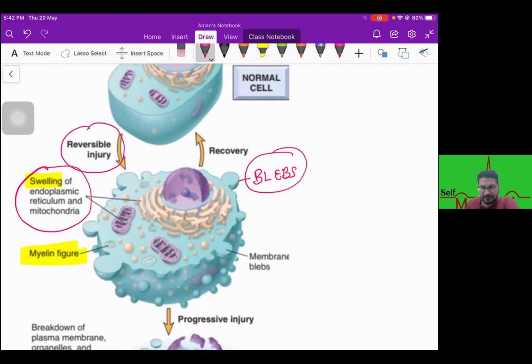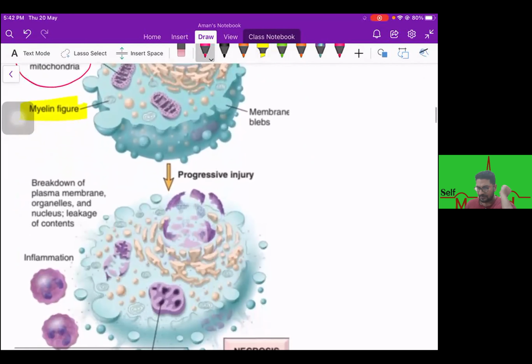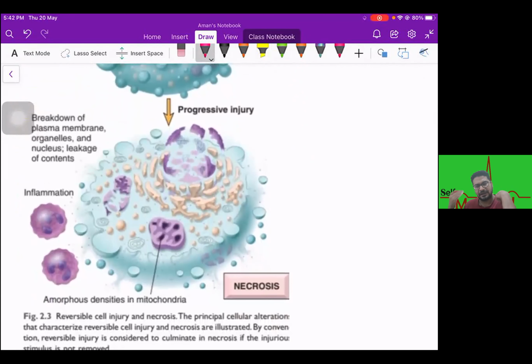These are blebs, right? If this injury persists, it will now convert into irreversible injury. So that is what we call irreversible cell injury. In irreversible injury, you will see the classical picture of amorphous densities in the mitochondria.